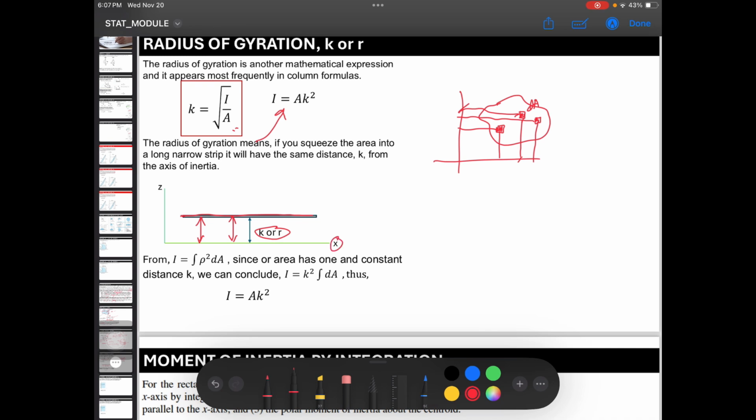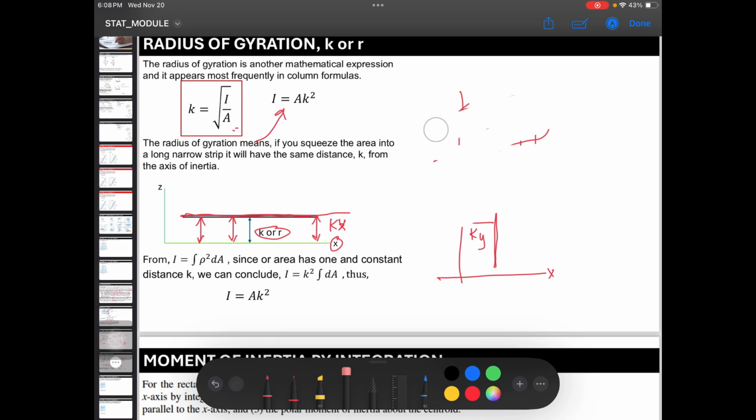So, since this is a distance from, yung long narrow strip mo is parallel sa x, so may distance siya sa x. So, ibig sabihin, this is kx. So, if naman in-squeeze mo yung area into a long narrow strip na parallel kay y, edi this will be ito si ky. Okay? Yun yung idealization ni radius of gyration.